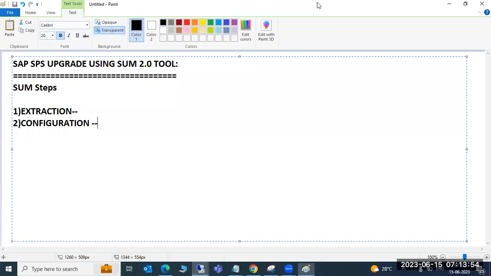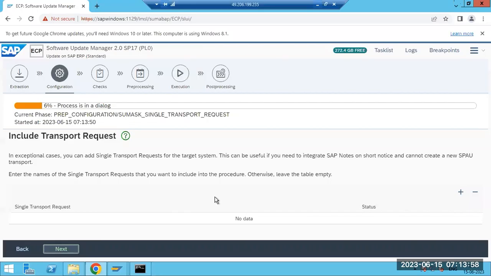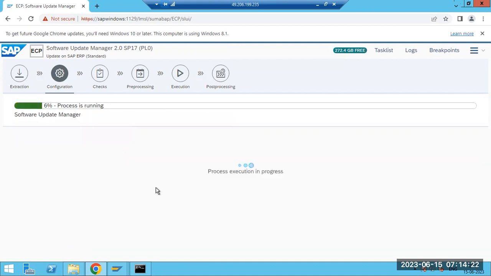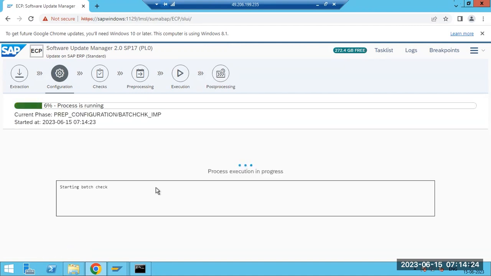When we get the transports, once the first system is completed, our development teams will do the SPDD, SPAU transports. They will provide the request number to us to go with this one. Then the next step is to include the transport request. If you have any emergency transport request, note implementations or something, we can add the transport request here by clicking the plus symbol. If you don't have anything, just click on the next button.